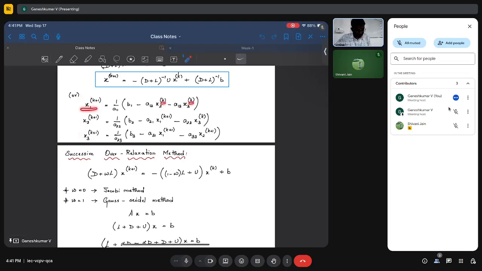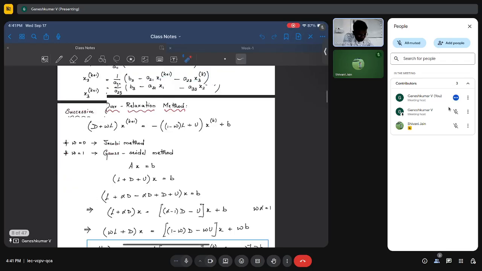So while calculating x1, we don't know the new value of x2, but while calculating x2 we know the newer value of x1, so we use that here. In Gauss-Jacobi we don't do that; this will still be xk. Okay, that's the difference between Gauss-Seidel and Gauss-Jacobi.